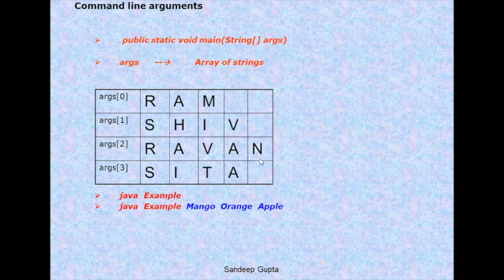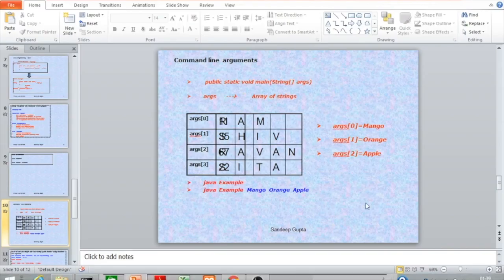So now, if you really understood this, can you tell me what will be the value of args of 0 in this scenario? Take a guess. It will be mango, args of 1 is orange, args of 2 is apple. Now, if you did not understand this, or if you are not convinced, then I will show you the live execution of one program.